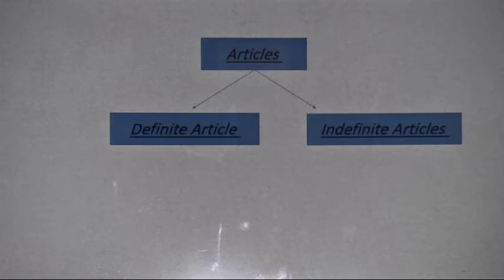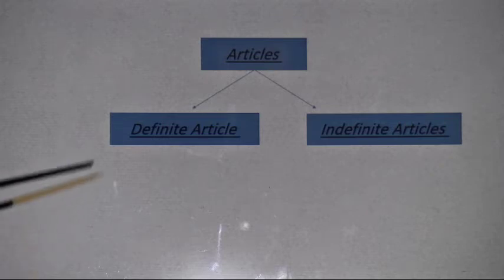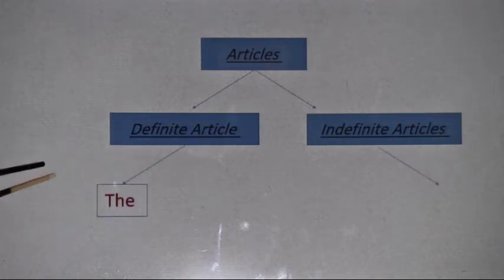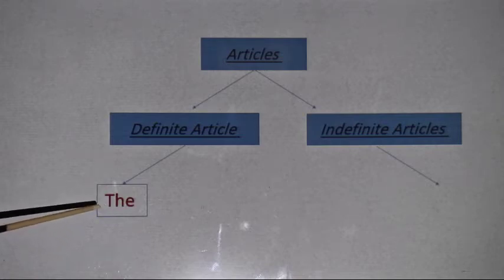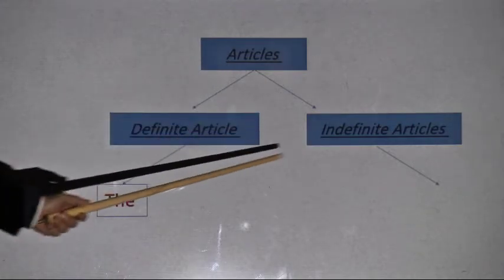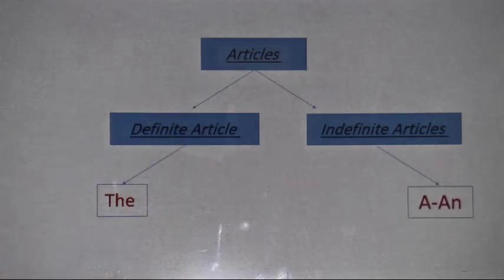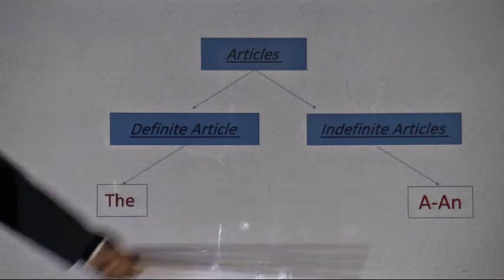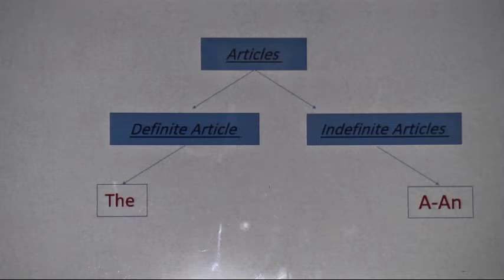Now we have two kinds of articles. لدينا نوعان من الأدوات. First one, definite article اللي هي the. أداة التعريف ال. The second, النوع الثاني, indefinite articles. A and an. اللي هي تعني عدد واحد من.